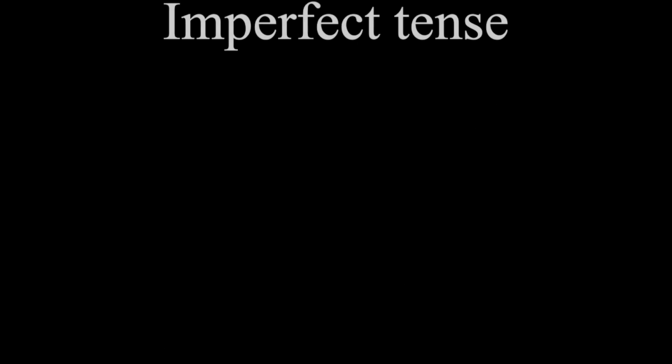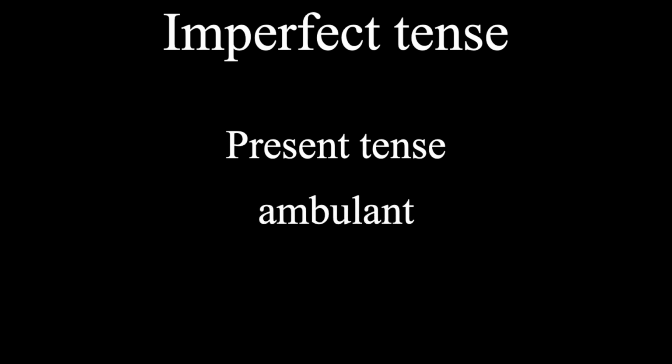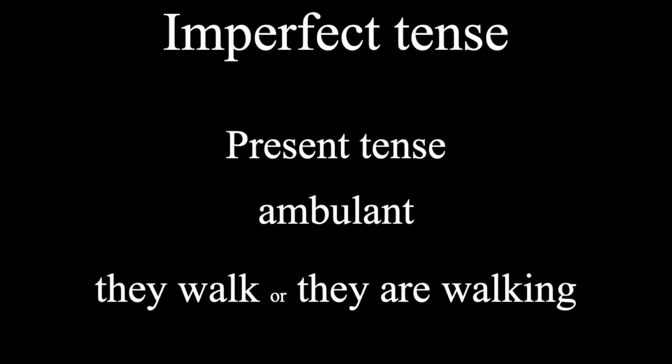Salve, in this video we're going to learn about the imperfect tense. Up to this point we've only seen verbs in the present tense, meaning things that are happening now. So a present tense verb such as ambulant means they walk or they are walking.